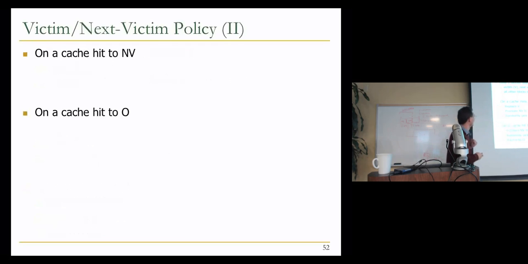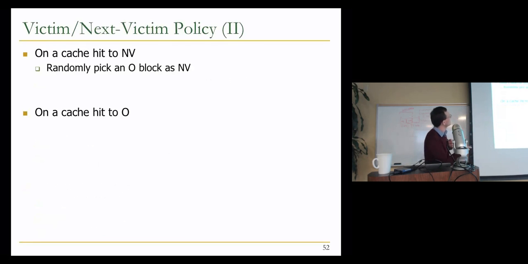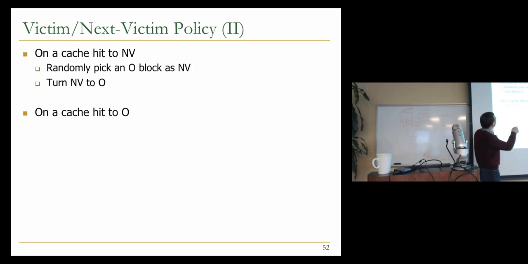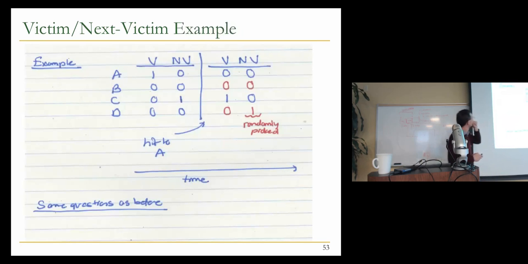Well, too bad. Okay, on a cache hit to next victim, you randomly pick an ordinary block as next victim and turn the next victim into an ordinary block because you don't want it to be evicted next. And victim remains the same in this case. And on a cache hit to an ordinary block, you do nothing, because you've probably selected the next victim and victim reasonably. Okay? And this shows you an example over here.